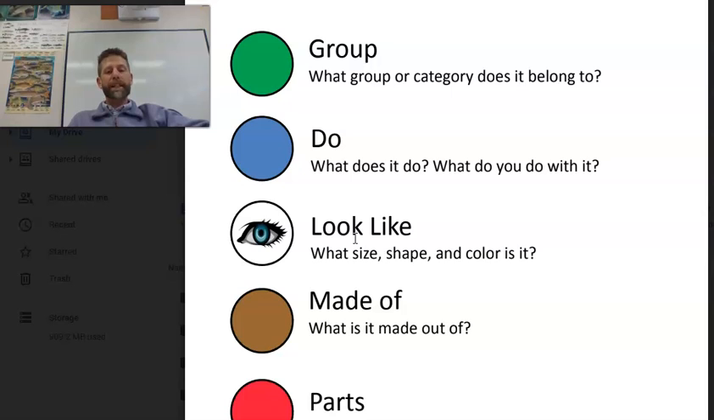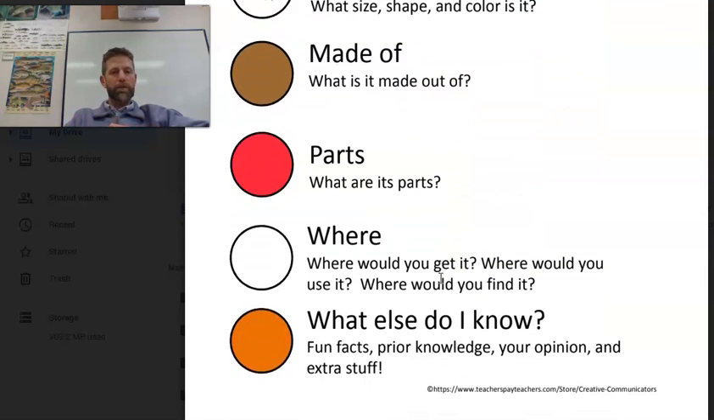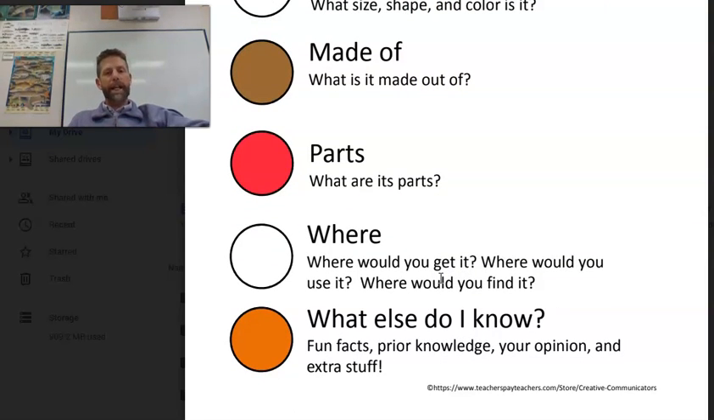We can describe things based on what it's made out of. And if I'm thinking of a hammer, I'm usually going to say that it's made of wood and metal, right? Parts, red. What parts does it have? So again, if we're talking about a hammer, it has what we would call a head and a handle. That would be the parts of a hammer.